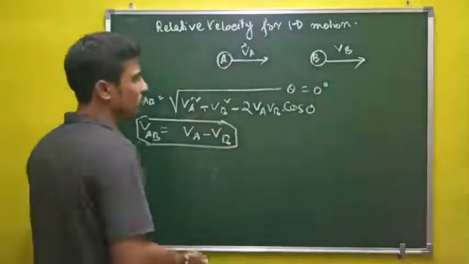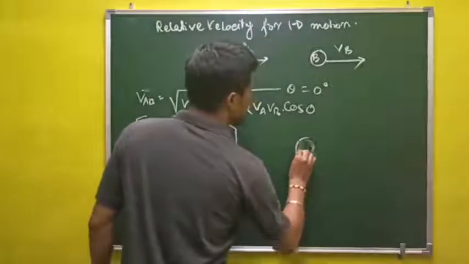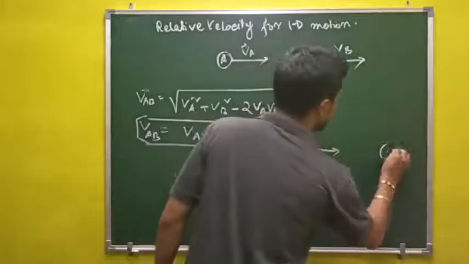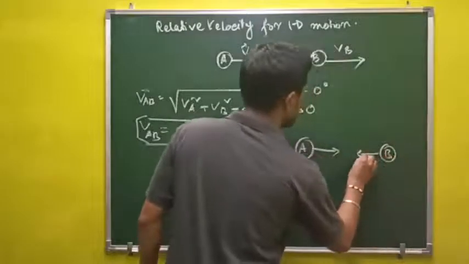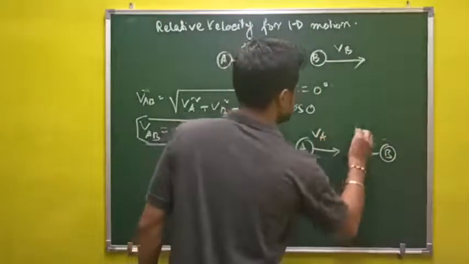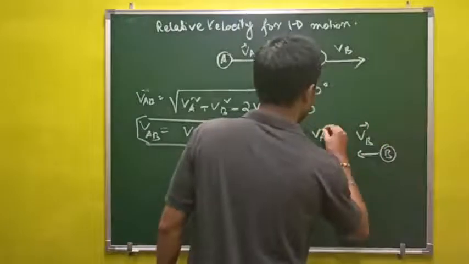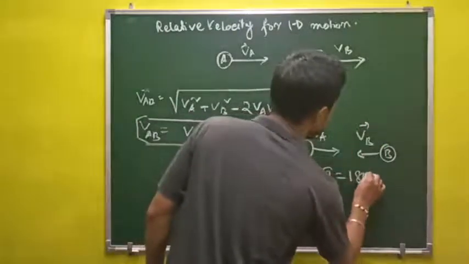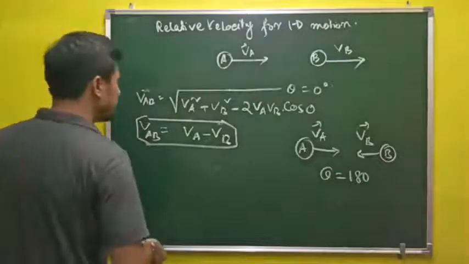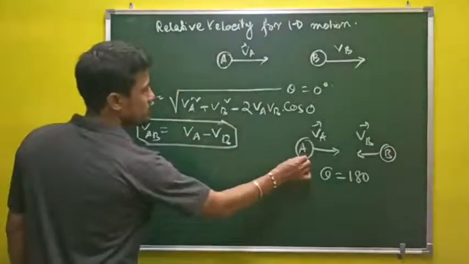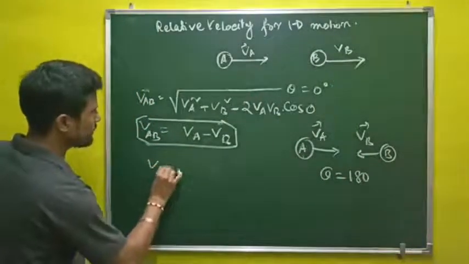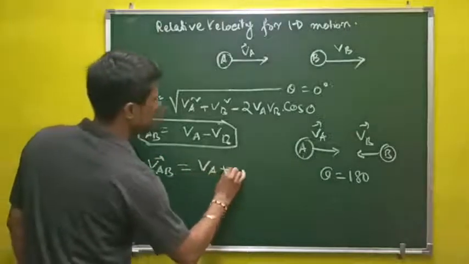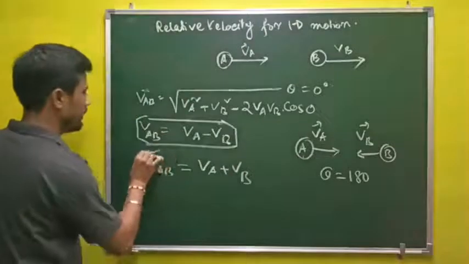Suppose now you consider both particles moving in opposite directions to each other with velocities VA and VB. In this case, theta will be 180 degree. So in this case the relative velocity of particle A with respect to B will be given by VA plus VB.